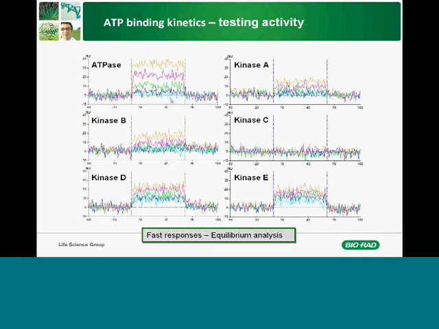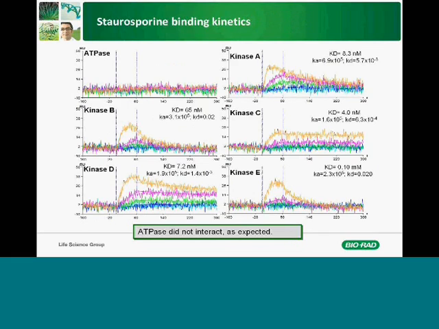And in the next step, they tested the known inhibitor Staurosporine. And you can see here in this slide that, as expected, ATPase did not interact with it because it's a specific inhibitor for kinases. What you can also see very nicely is the different binding shapes or different binding kinetics for the different kinases. And you can see the values of the kinetic constant here for each protein. So they have different kinetics.